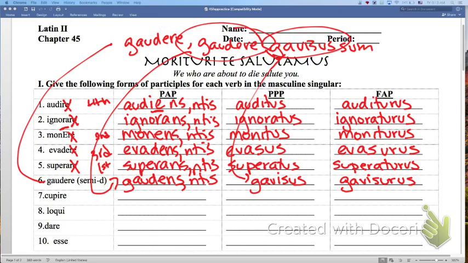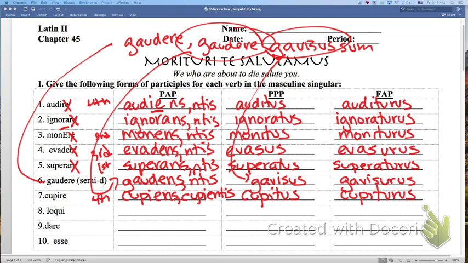Okay. Cupire. Well, it's fourth, right? So it's going to have the IE. So it's going to be cupiens. You're right. Cupientis. For the PPP and FAP, for the desire one, do you put a V? Gavisus. Yeah. Hopefully you do. Well, it is cupitus. Yep. And then it's cupiturus. Excellent.